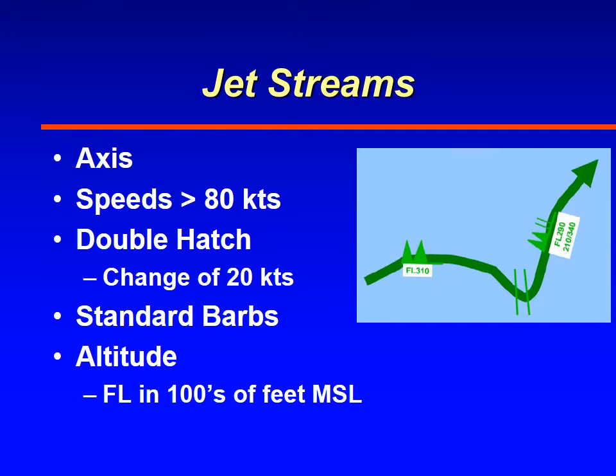Also below that, they give the altitude of the jet axis, and they do that in hundreds of feet MSL. When you see two lines, as you see in this example, those lines indicate a change in the wind speed of more than 20 knots.